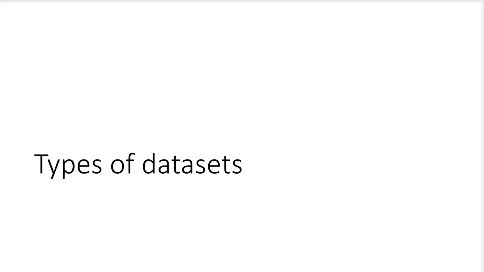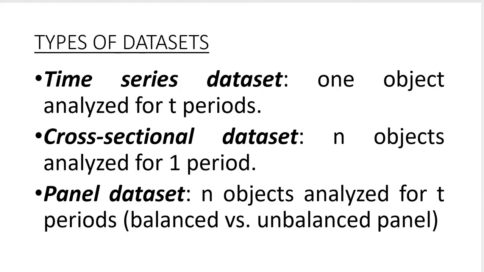Hi. So in this video, we are going to discuss different types of data sets we commonly use in statistical analysis and how they should be presented. So starting with the types of data sets, we have three possible options, which are time series data set, cross-sectional data set, and panel data set.